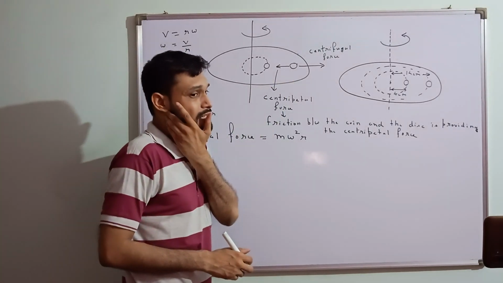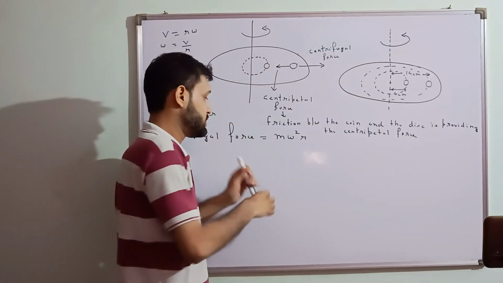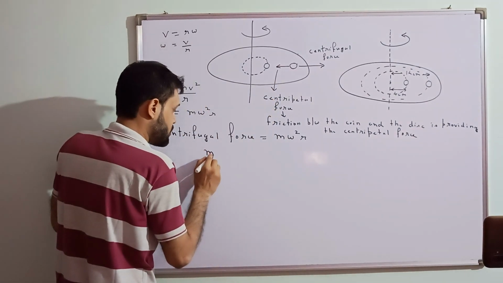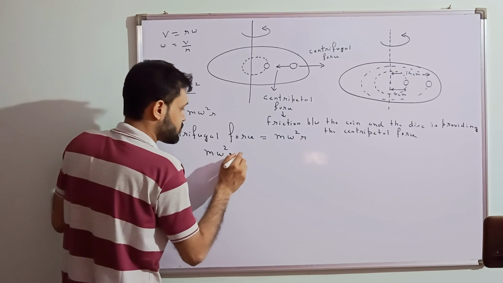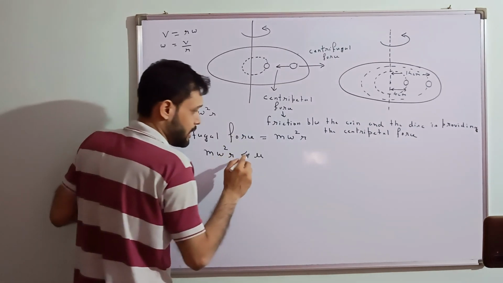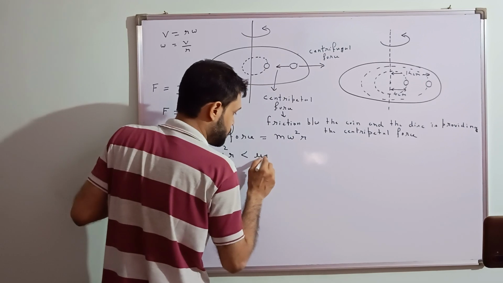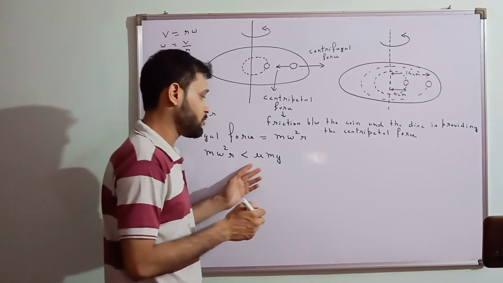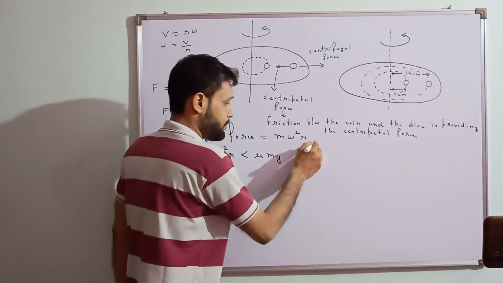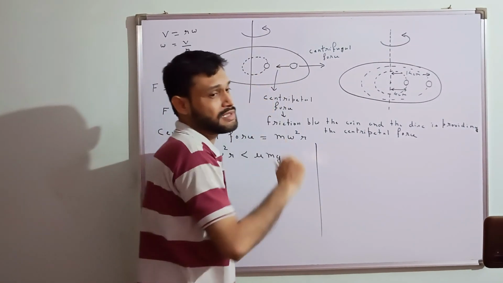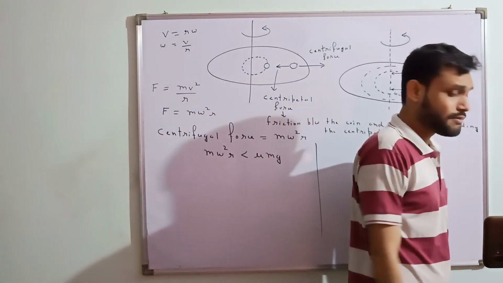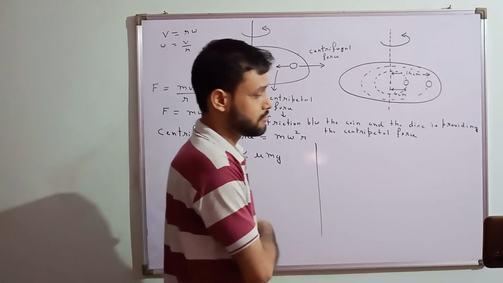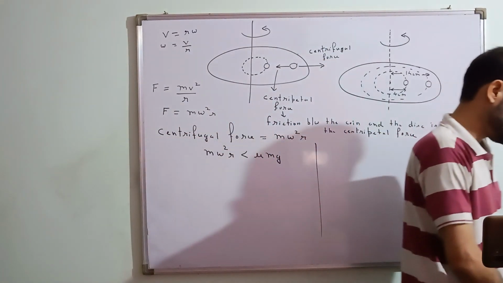Okay. Now what should happen? The friction is providing the centripetal force. Now the friction should be more. The centrifugal force should be less than the friction force. That means m omega square r should be less than mu times mg, mu times this friction force, isn't it? Because friction is providing the centripetal force. If this is the situation, the coin will revolve with this disc. Is it clear? So how will you find this omega? How will you find omega, and what will you write in place of omega?